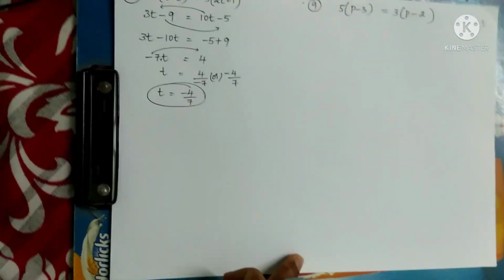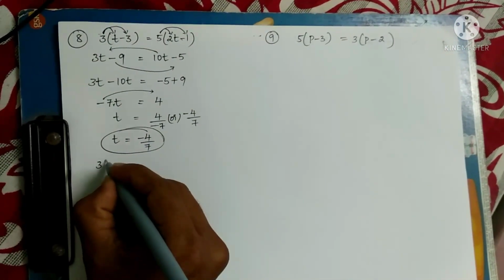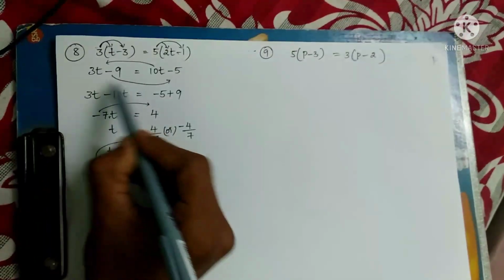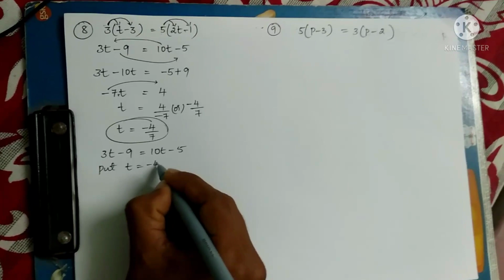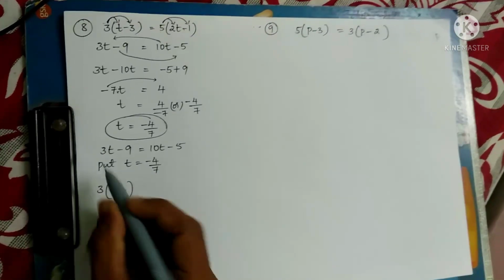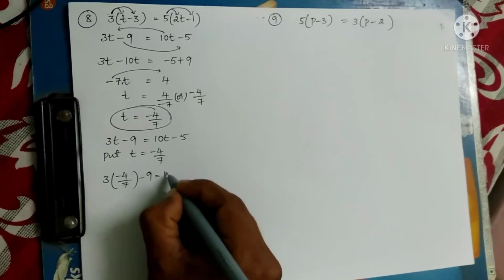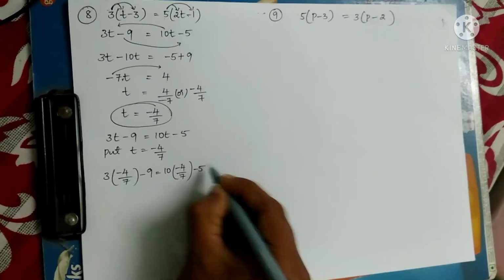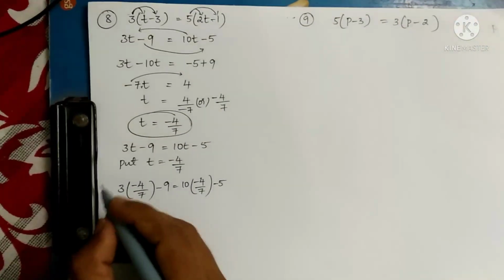So we have to check whether minus 4 by 7 satisfies the given equation or not. So I take this equation, 3t minus 9 is equal to 10t minus 5. Put t equal to minus 4 by 7. 3 into minus 4 by 7, in place of t I am substituting minus 4 by 7, minus 9 is equal to 10 into, in place of t I write minus 4 by 7, minus 5. So we are checking whether LHS is equal to RHS or not.